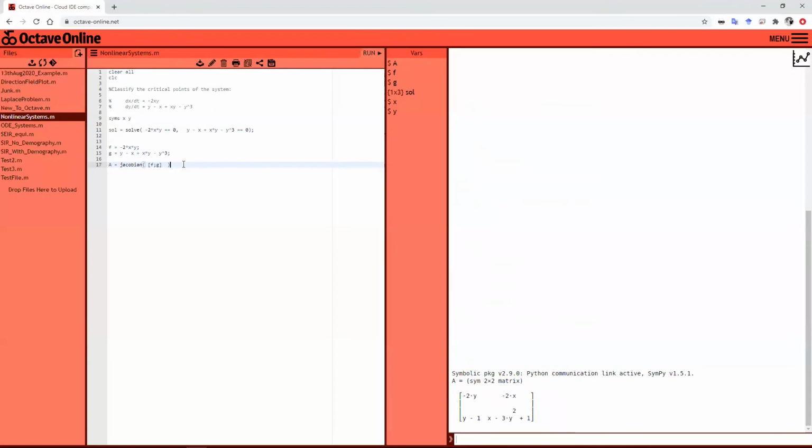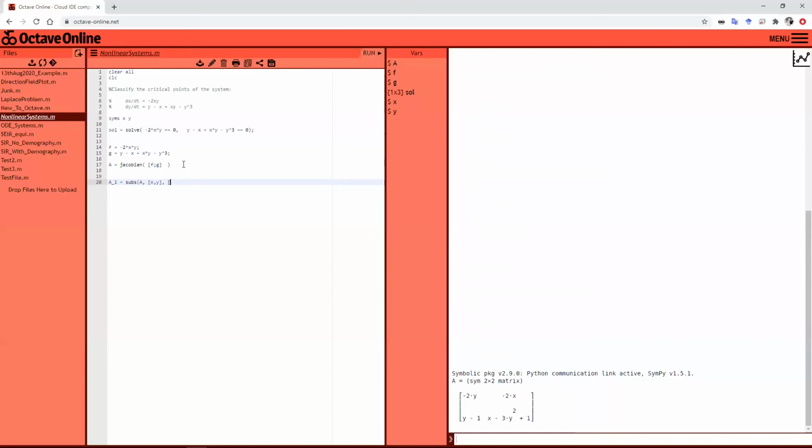But recall that what we need to do to classify the 3 critical points that we found is to substitute the values of x and y at the critical points into this Jacobian. So let's go A1 equals, so what I'm going to do is substitute into the matrix A. I'm going to substitute in the variables x and y, so they're in square brackets there.